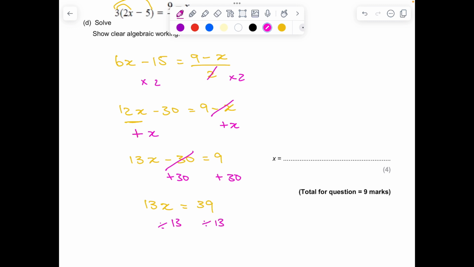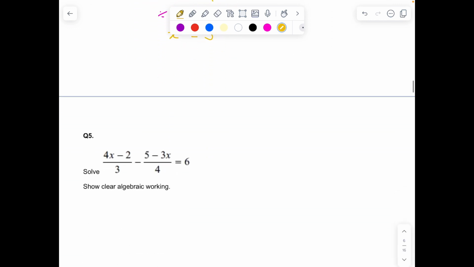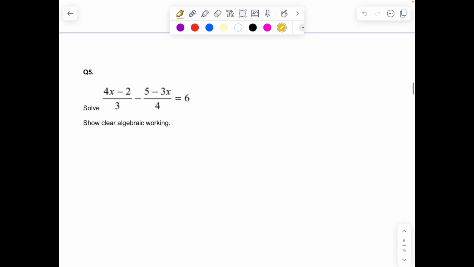And that gives me that x is 3. Okay, remember you can do this on the calculator if you need to, as in each of the bits of working out. If you're not sure what 30 plus 9 is or 39 divided by 13 is, you can do it on the calculator. Okay, next one.